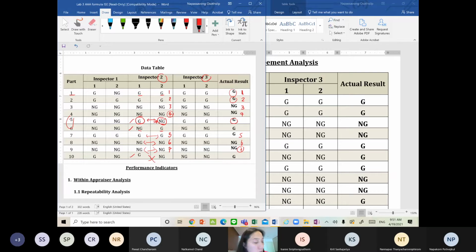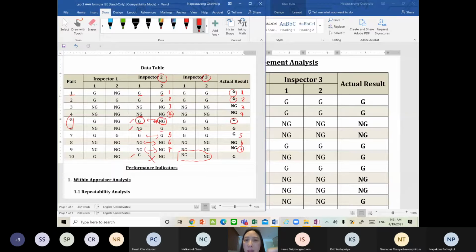Nolapat, could you please help? How many parts for inspector number 3 give consistent result and also correct? 10? Not really. Take a look at part number 10. Consistent or not? 9 consistent. 8 pass. 8, right? Okay, 8 parts.